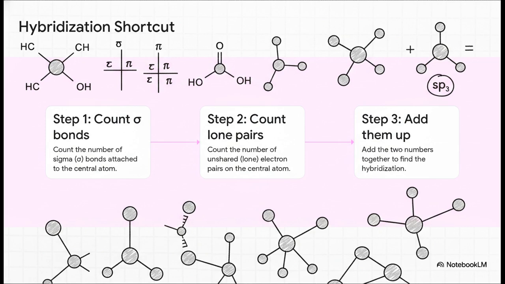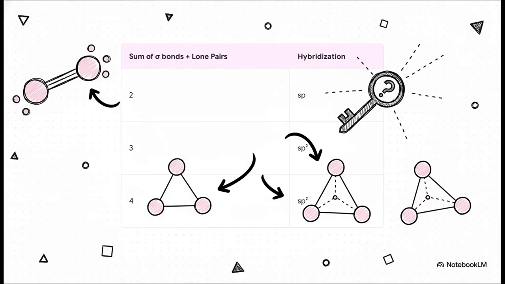First, how many sigma bonds does it have? A sigma bond is just the first connection to any other atom. So a single, double, or triple bond, they each count as 1 sigma bond. Second, count the lone pairs of electrons on that central atom. Then you just add those 2 numbers together. That's it. And that number you just calculated, that number is everything.